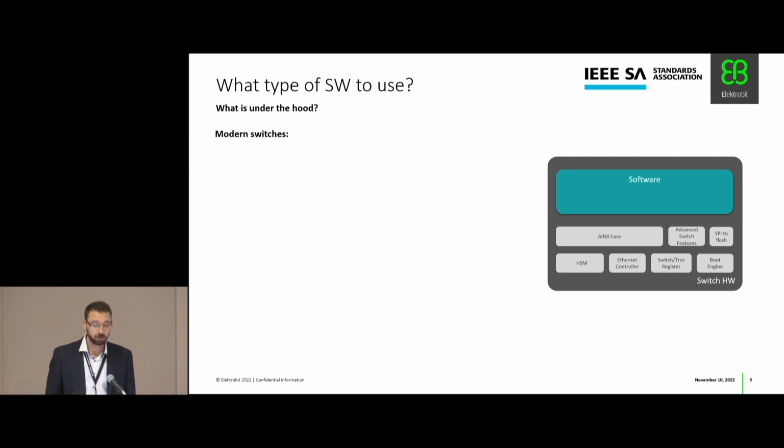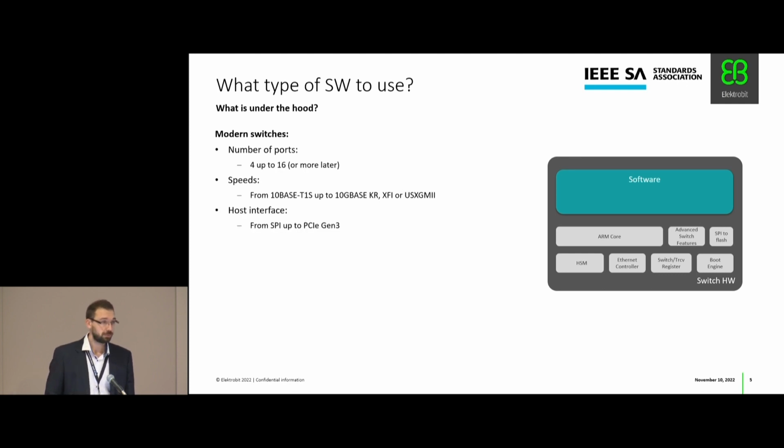Additionally, modern switches have from 4 up to 16 ports or maybe more in the future. They support speeds from 10 megabits up to 10 gigabits with various interfaces up to USXGMII. A very broad spectrum. For the host interface for control and configuration, we can choose from SPI up to PCIe generation 3. Enormously high bandwidth. However, and this however is very important, we should keep it in mind.